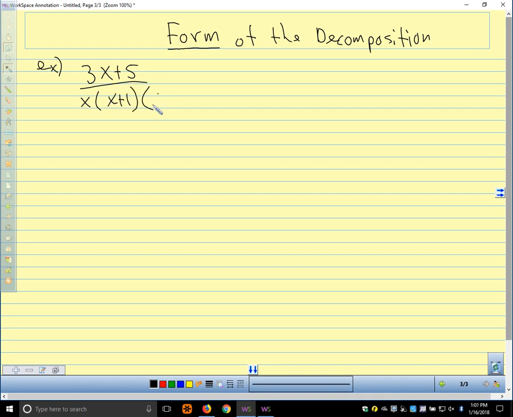So we factored our denominator, and we get this. 3x plus 5 over x times x plus 1 times x minus 2. We're going to say this equals, we need one partial fraction for the x. We need another partial fraction for the x plus 1. And we need a third partial fraction for the x minus 2. Each of these is a linear factor. So we have 3 partial fractions, one for each factor. And then eventually what we're going to need to do is figure out what a, b, and c have to equal.